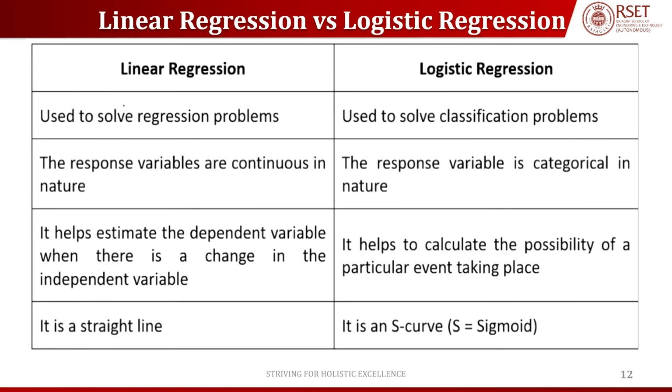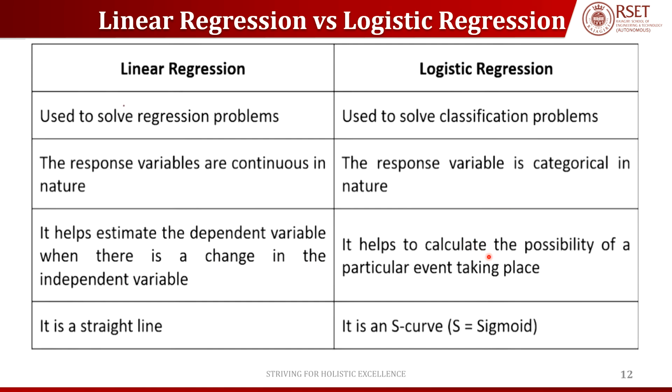Now here is the summary for linear and logistic regression. What are their differences? Linear regression is used to solve regression problems, and logistic regression is used to solve classification problems. In linear regression, the response variable, that is the dependent variable or output variable, is continuous in nature because we are predicting a numerical value. And in logistic regression, the response variable is categorical in nature because it is a classification task. Linear regression helps estimate the dependent variable when there is a change in the independent variable.